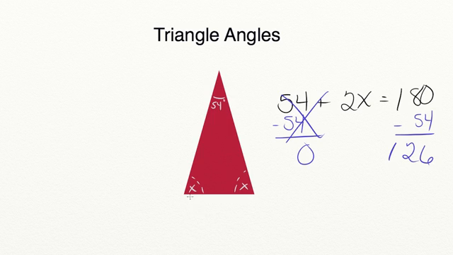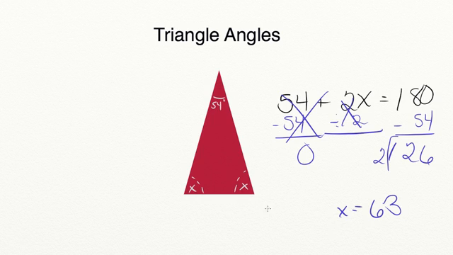And since they both have a value of x, that means they're both equal amounts. So we need to divide 126 by 2. So we're going to divide 2x by 2 so that we can now separate x. And then we're going to divide 126 by 2 to find out how much x is worth. 126 divided by 2 equals 63. So we know that x has a value of 63.